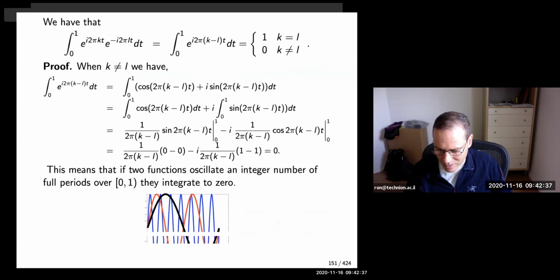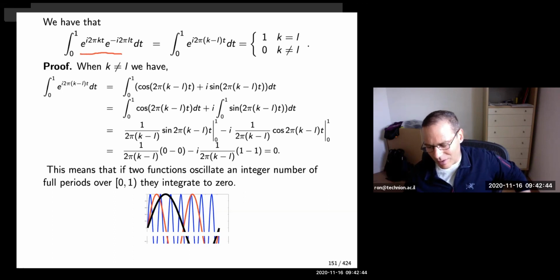Okay. So in fact, what we have is that if we integrate over two of my members of my family, then what we get is actually a multiplication of two exponents. I can push the k minus l here. And in fact, we immediately show that it would be equal to 1 only if k is equal to l, and it would be equal to 0 otherwise. Let's prove it once and for all.